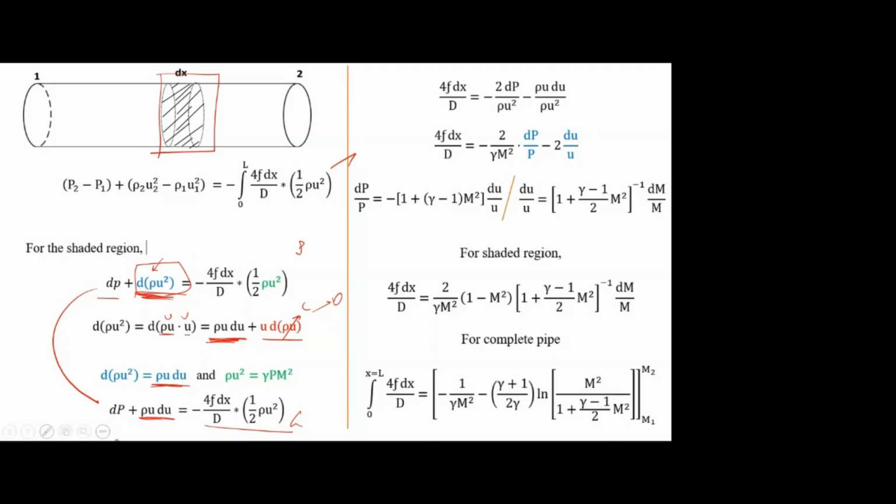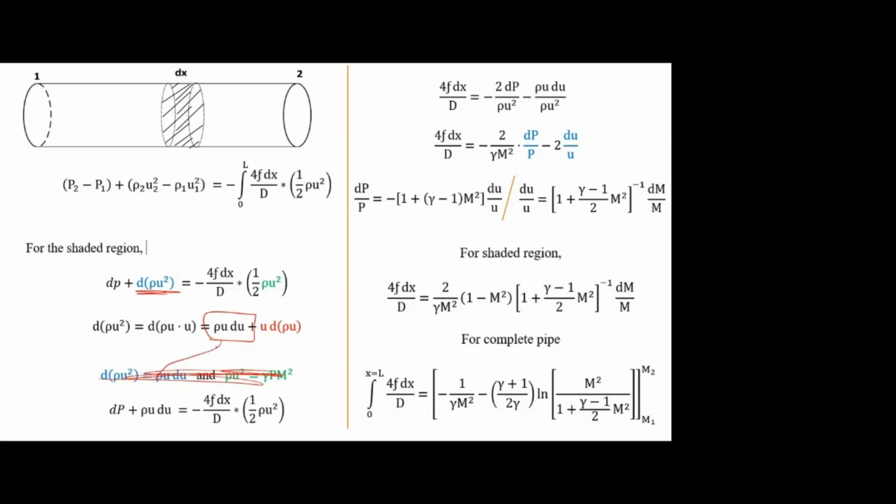So instead of this, simply it is rho u du, and the same thing they are taking on this side. So instead of this, we found it is rho u du. Simply substitute, and we got this equation. Then they are taking this half rho u square to the left hand side, so that I am getting 4f dx by D is equal to 2 dp by rho u square minus rho u du by rho u square. This I can further simplify. Rho gets cancelled, u gets cancelled. So what remains is minus 2 dp divided by rho u square minus du by u.